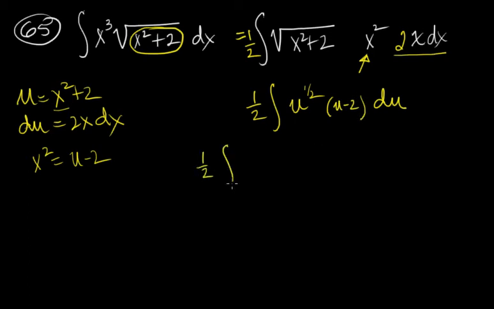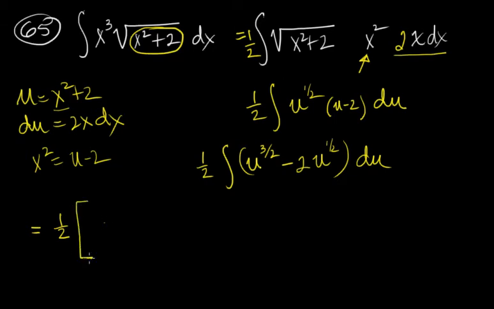Multiplying it out so I can use the power rule, I'll have u to the 3/2 minus 2u to the 1/2 du. Integrating, we have 1/2, and I'll put that in brackets now so I don't forget to multiply across with the 1/2. I'll have u to the 5/2 times 2/5 minus 2 times u to the 3/2 times 2/3.